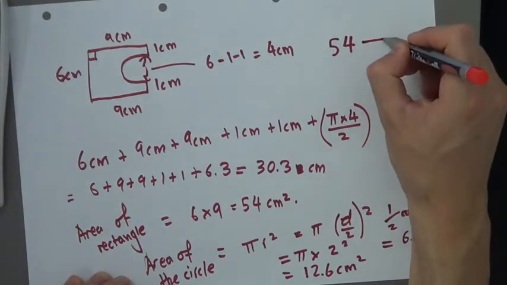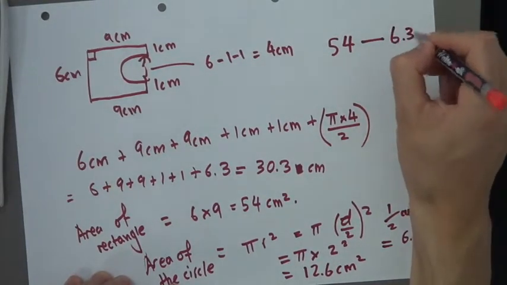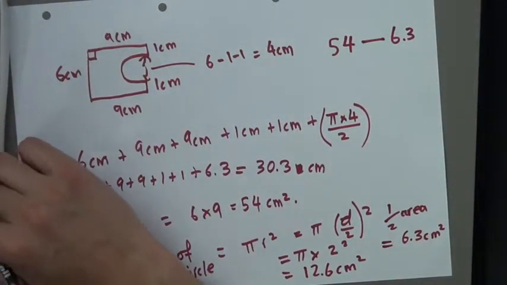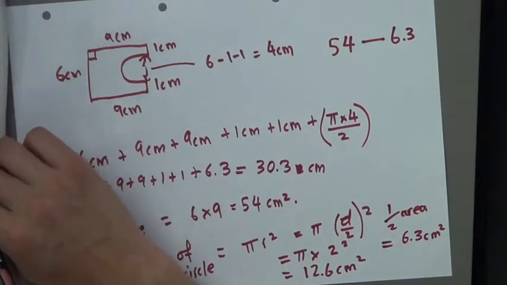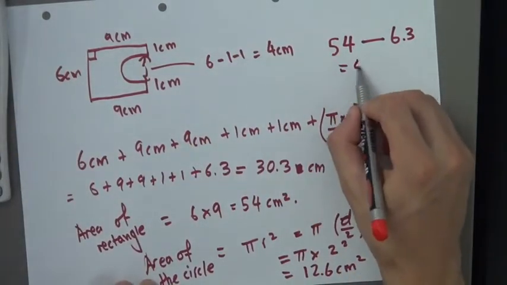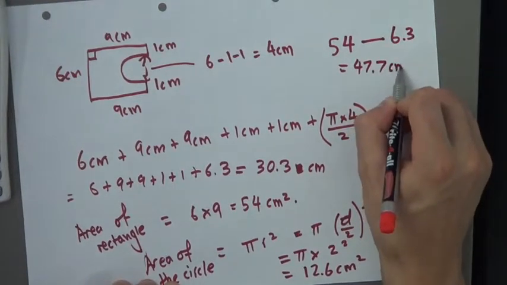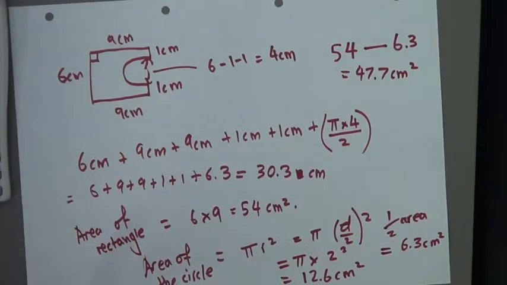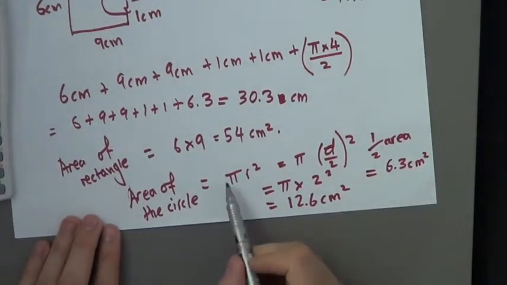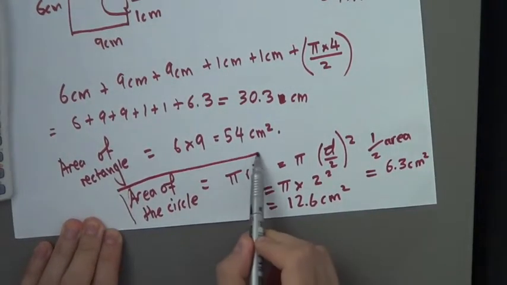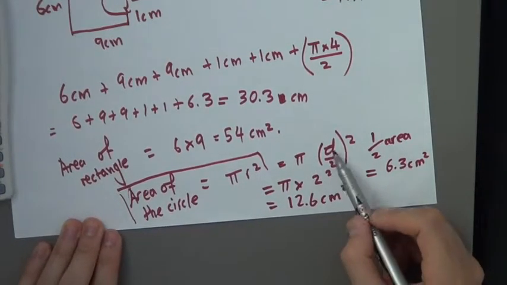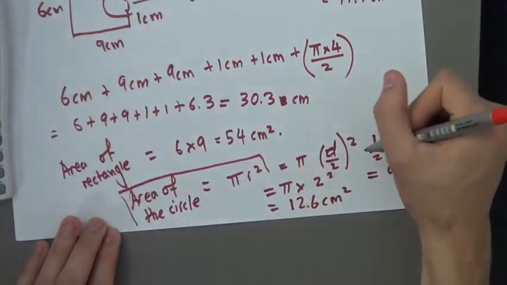So the total answer is going to be 54 minus 6.3, and that's equal to 47.7 centimeters squared. And that's how we answer that question. So just to be aware of, if this is new to you, the area of the circle is equal to pi times r squared, or pi times d over 2 squared, and r is half the diameter.